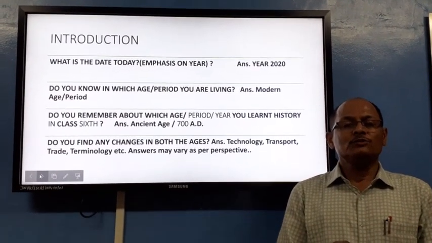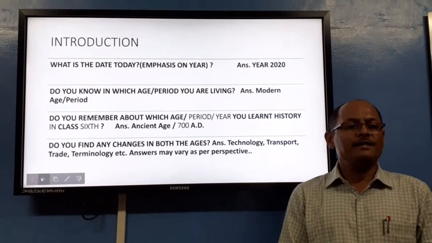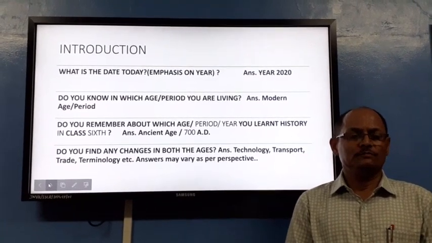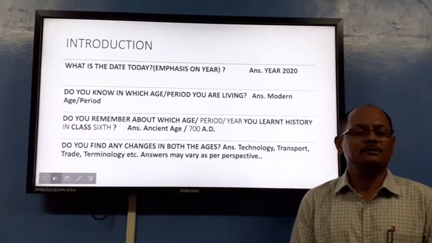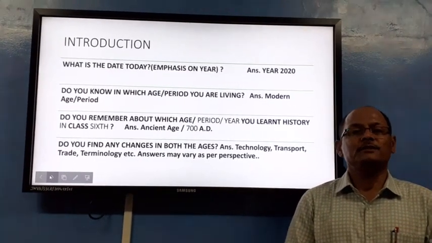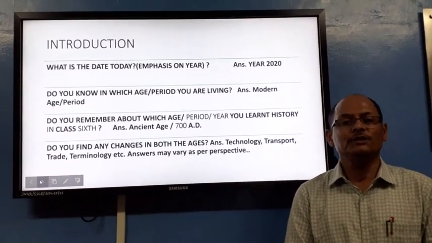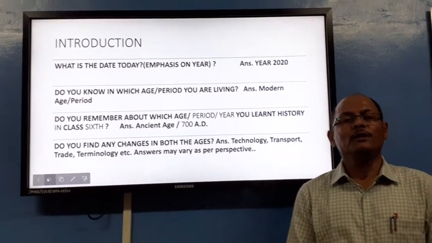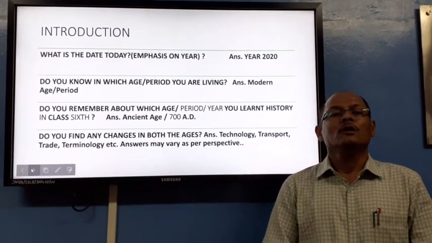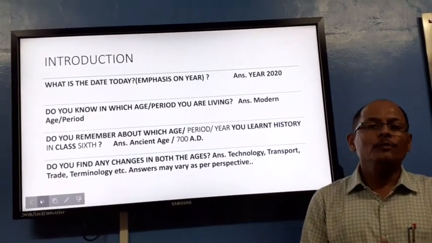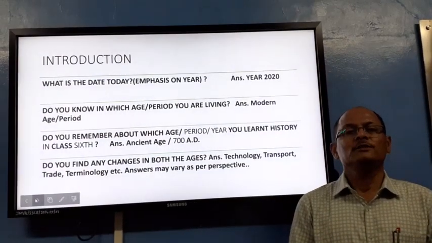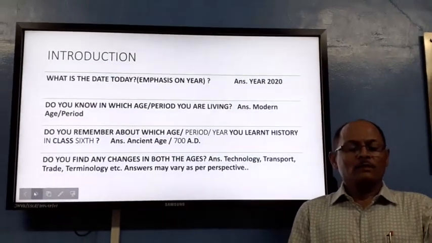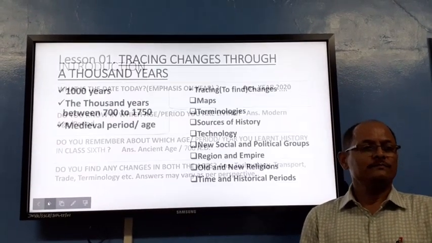After going through these two periods, that is modern and ancient, we may think of the changes in both the ages. So do you find any changes in both the periods? Obviously this age is technology driven. This is also known as the digital age. So you may think of technology. You may think of other points such as transport, trade, people, etc. Answers may vary from pupil to pupil. So let's start our lesson.